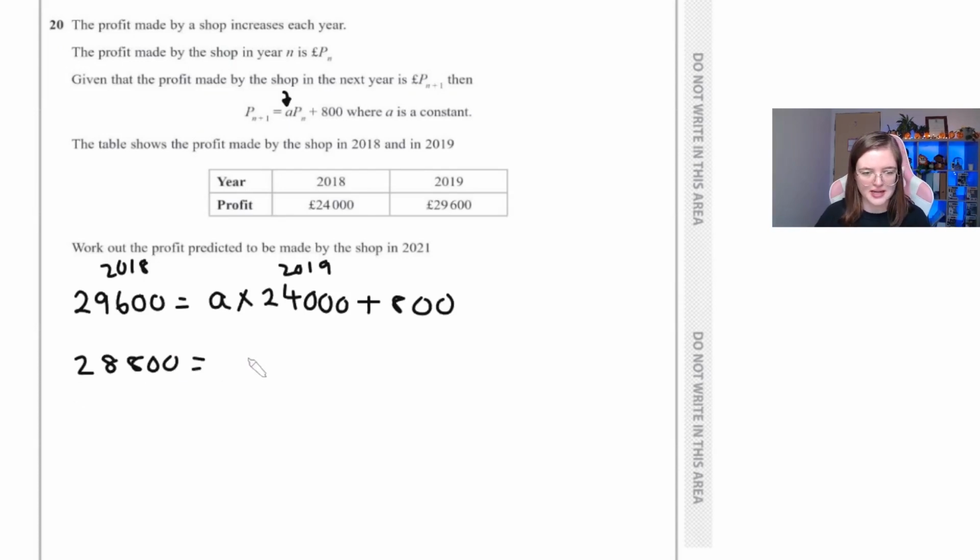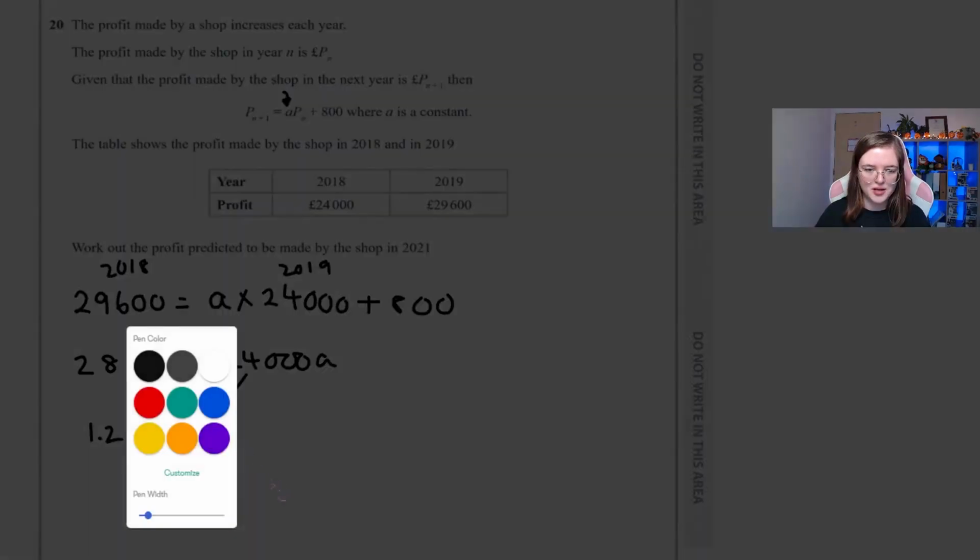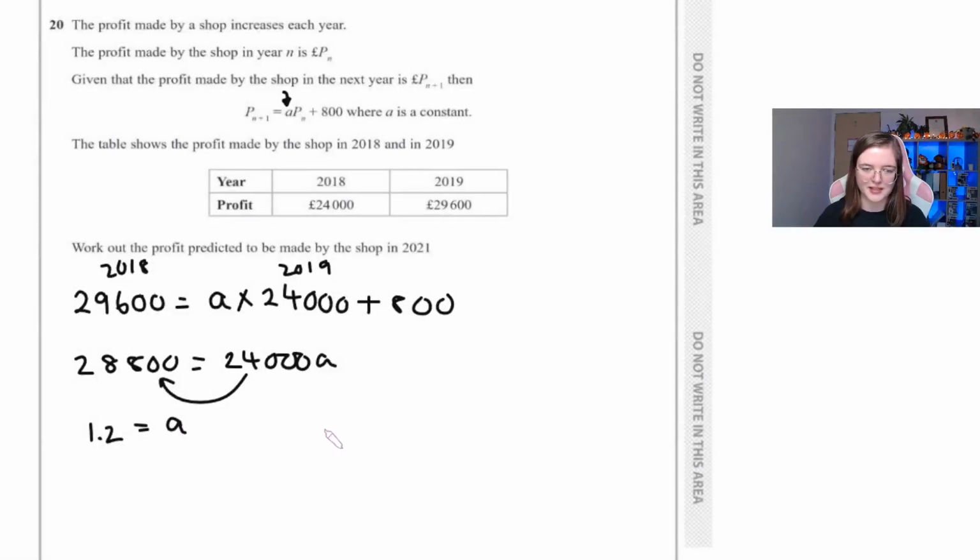28,800 is then equal to 24,000 times A. Divide that down there, I get 28,800 divided by 24,000 to get 1.2. Okay, so then that's A. So what this is then saying in this equation is that the profit in the following year to this year is essentially 20% bigger, 1.2 times, plus another 800. That's all that means, right?